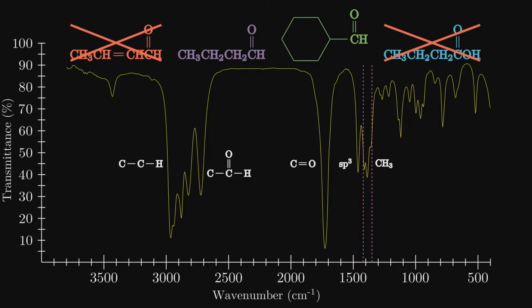Option C does have sp3 carbons and it is an aldehyde, but it does not contain a methyl group or CH3 anywhere, so it cannot have produced the spectrum. We can conclude that this substance is option B, butanol.